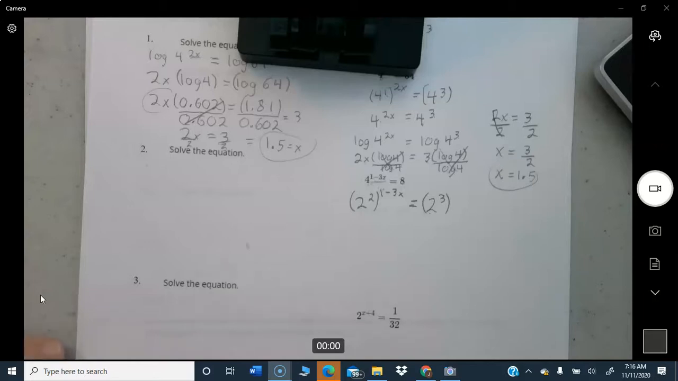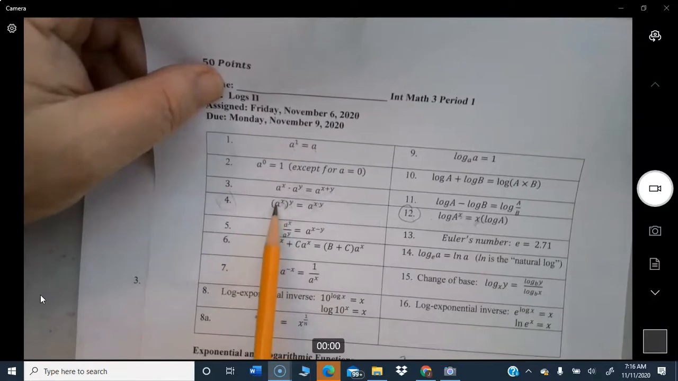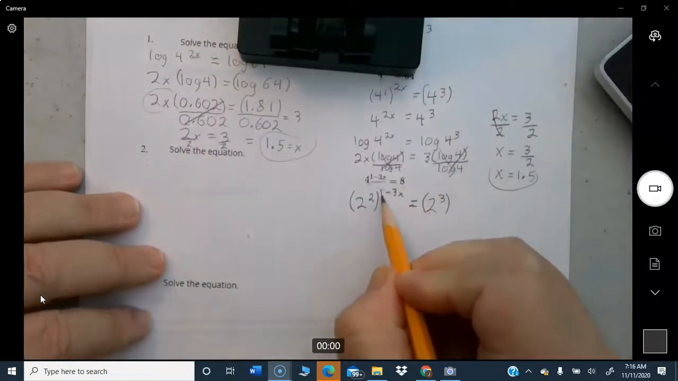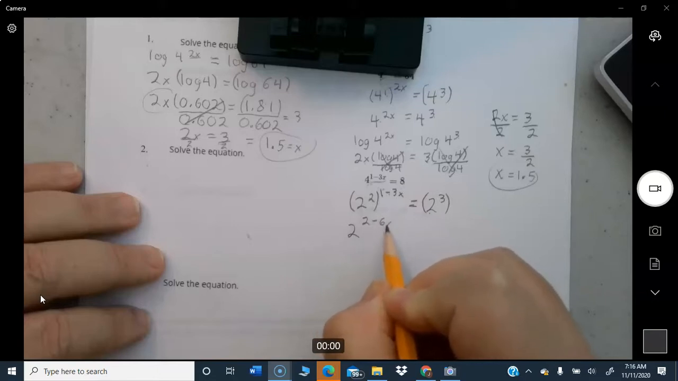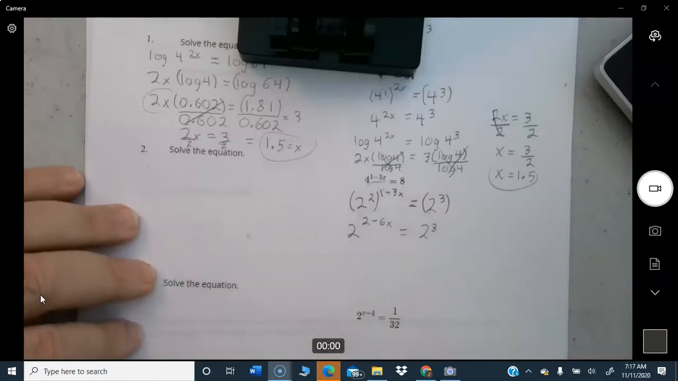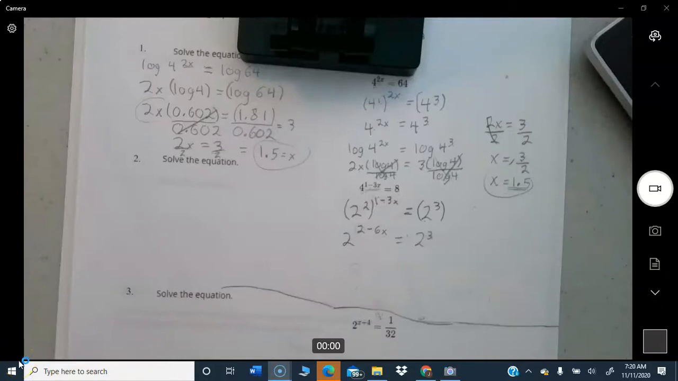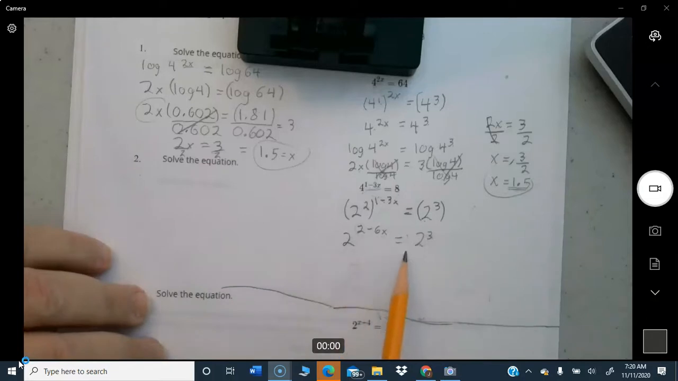Okay, so we can use the same principle, number 4. That same rule that a raised to the x, and then you take that and raise it to another power, equals a raised to the x times y. So we're going to come here, and we're going to take 2 times 1, so it's 2 to the 2 times 1 is 2, and 2 times negative 3x is negative 6x, and that equals 2 to the third power. Okay, so go ahead. You know that now.